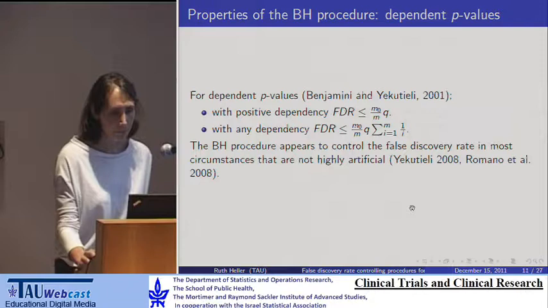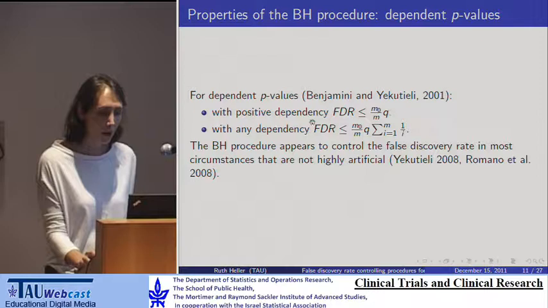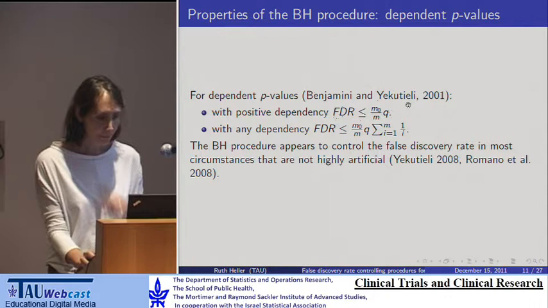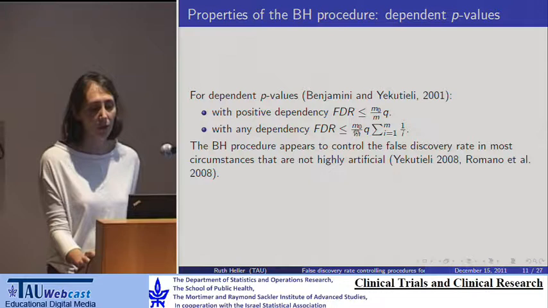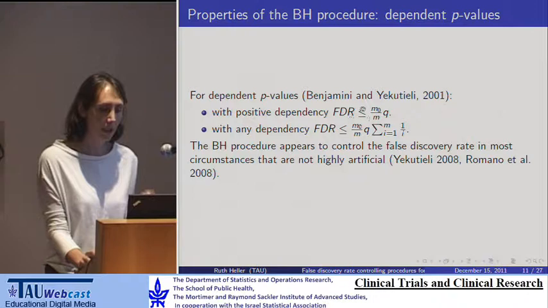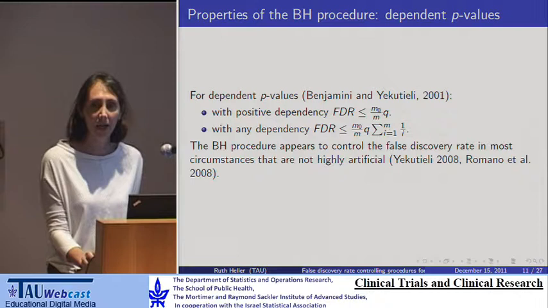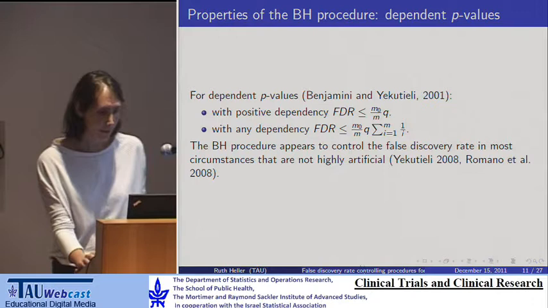Additional properties of the BH procedure are that it actually controls the FDR also when the p-values are dependent. For a positive dependency, there is proven control of the FDR. This is by a paper by Benjamini and Yekutieli in 2001. For general dependency, they showed that it is at most this larger constant here. However, practically, for situations of dependence that are encountered, you have to try really hard in order to apply the BH procedure and actually exceed this nominal level. So it has a very nice robustness property, that even if you apply the BH procedure on dependent p-values, you will still control the FDR level at the nominal level, at the desired level.